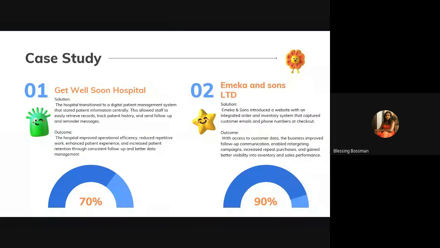Now, let's look at the case study we talked about, Emeka and Sons. Emeka introduced a website which has an integrated order and inventory system that captures customer emails and phone numbers at checkout. Now, what does this do for Emeka and Sons? First of all, it gives him access to customer data. And what this has done in the first place is improve the business. Like I said, it improves follow-up communication. It enables him to do retargeting campaigns. It helps him increase repeat purchasing and gain better visibility into his inventory and sales performance. Now, I'm going to break all of these down to explain what these concepts mean.